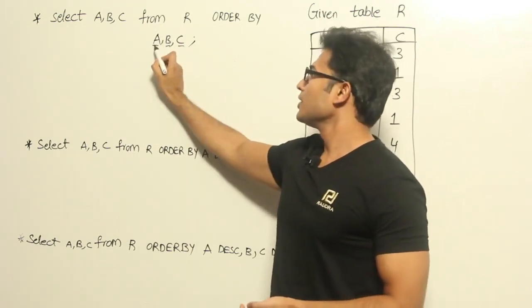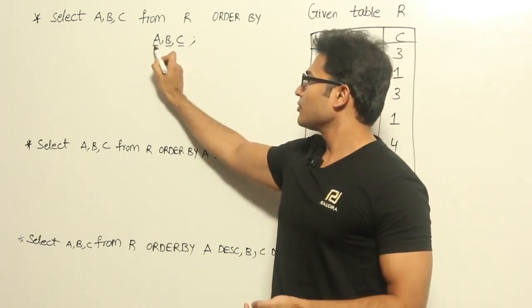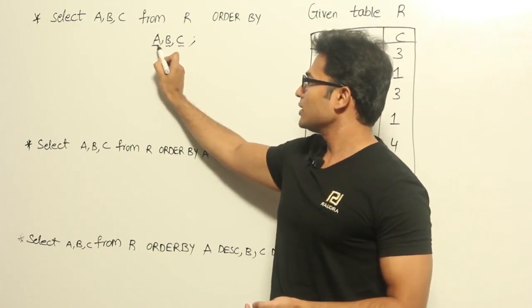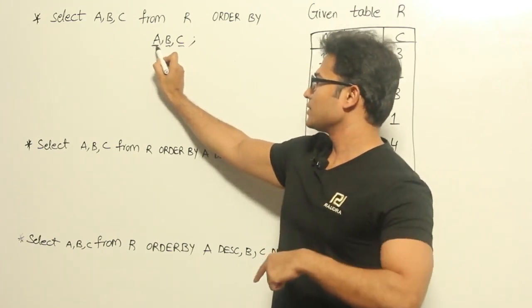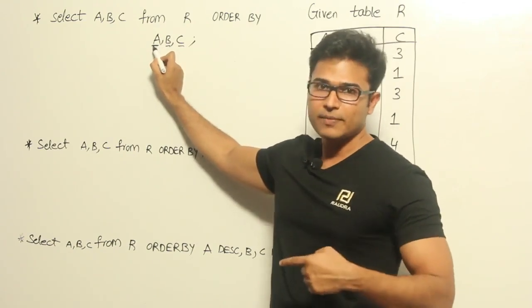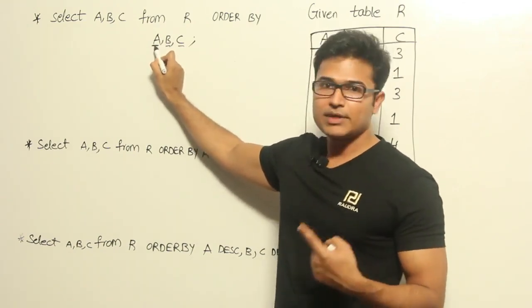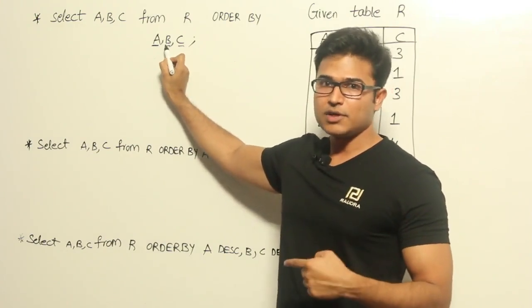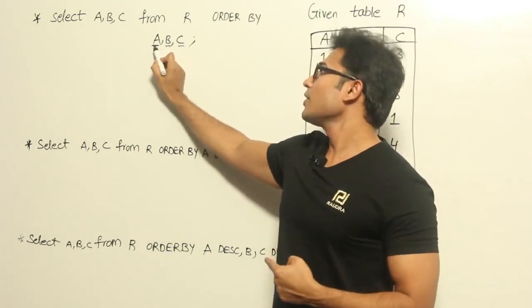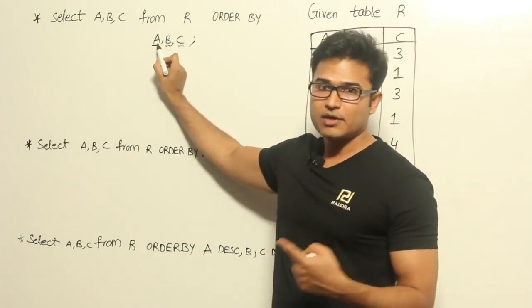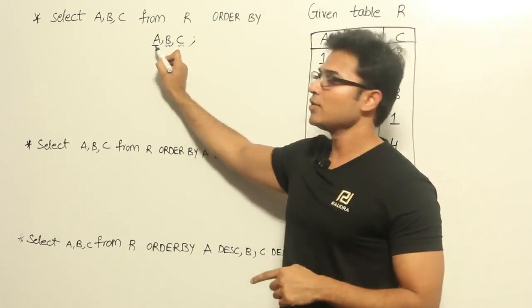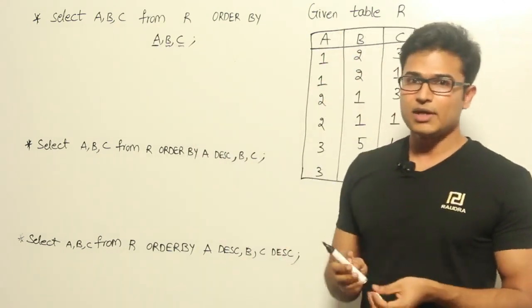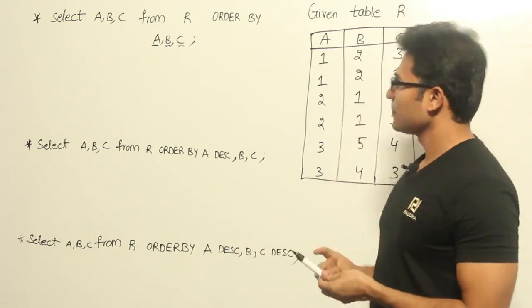So what does it mean? First we try to put all the rows in ascending order based on the values of A. If two values are equal in A, then we use B to resolve the conflict. And if two values are equal both in A and B, and you are not able to decide the order, then we use C to resolve the conflict. I'll show you what happens with this.